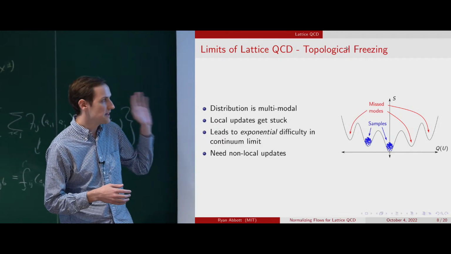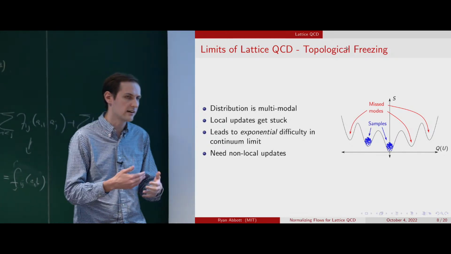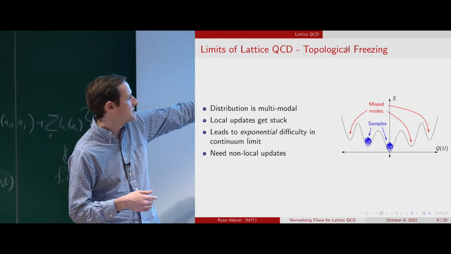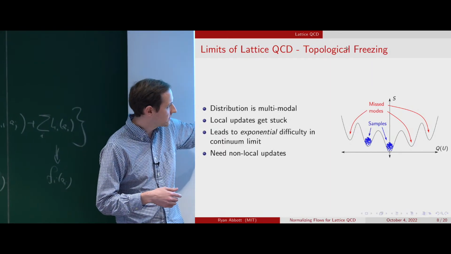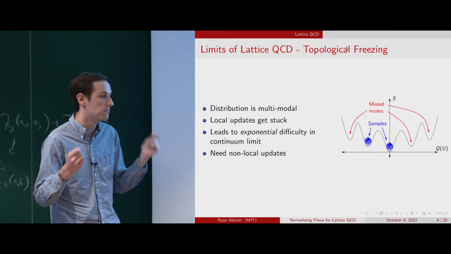And in particular, when you take the continuum limit, this actually gets worse and worse. So you tend to get really stuck, and then you end up with a situation like I've shown on the right here, where you can see that most of the samples are all just in one or two minima, and you don't actually explore the full space, and you end up with biased results.